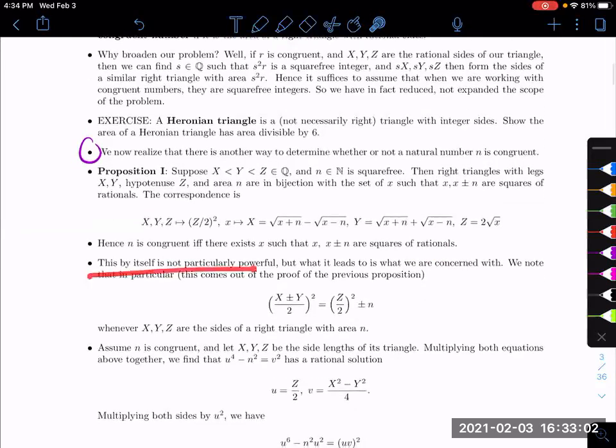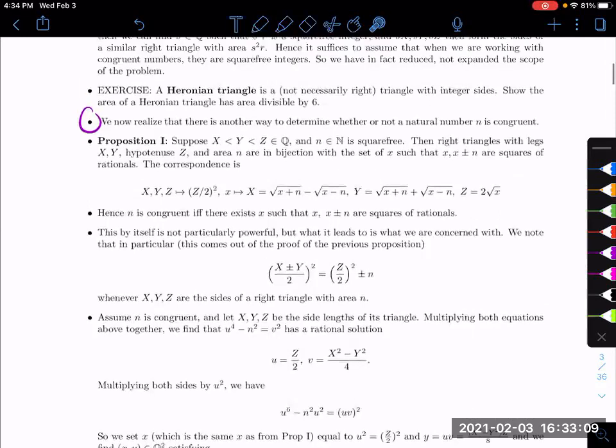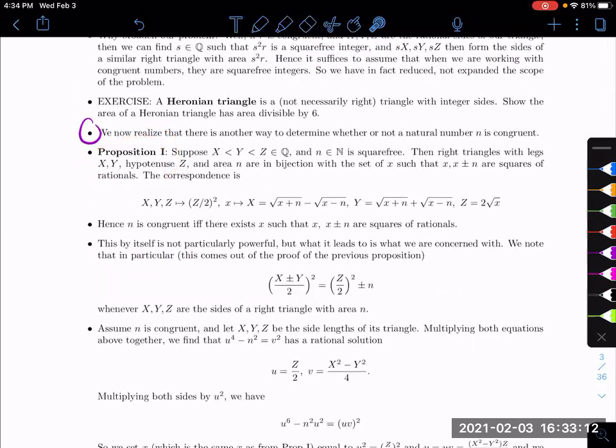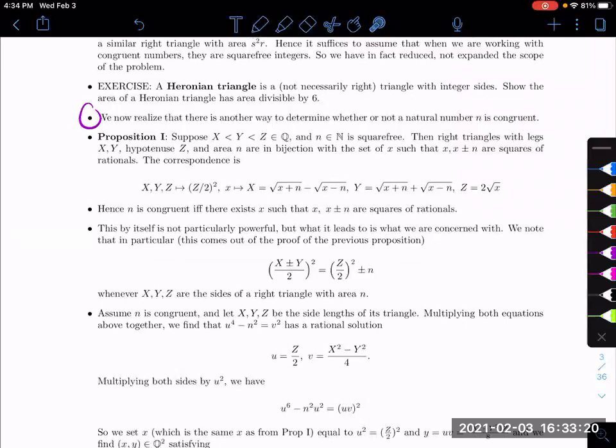Like I say here, this result's not that powerful, but what it leads to pretty quickly is what we're going to end up being concerned with. If you study the proof of this proposition, what you end up discovering is that if x, y, and z are the sides of a right triangle with area n, then this equation must be satisfied: x plus or minus y over 2 squared has to be z over 2 squared plus or minus n. It's a very elementary check. There's nothing deep there. But you can take this and manipulate it.